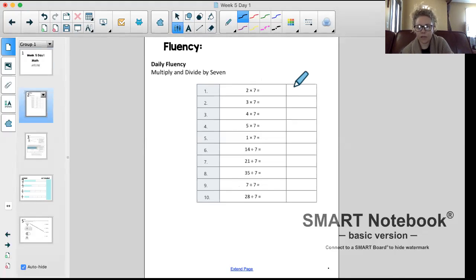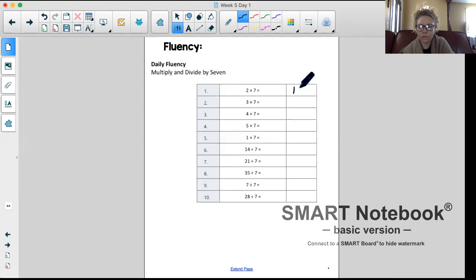Okay, so you just unpaused and hopefully did this by yourself. So we are going to look at this together. 2 times 7 is 14. 3 times 7 is 21. 4 times 7 is 28. 5 times 7 is 35. 1 times 7 is 7.